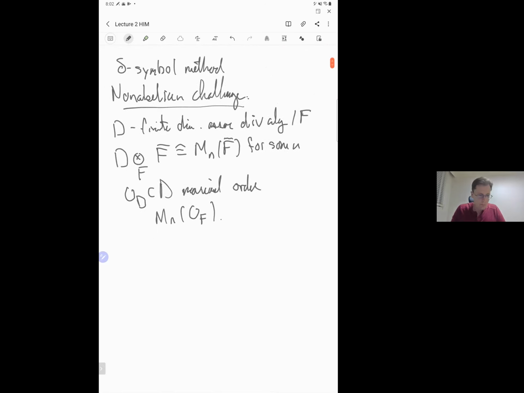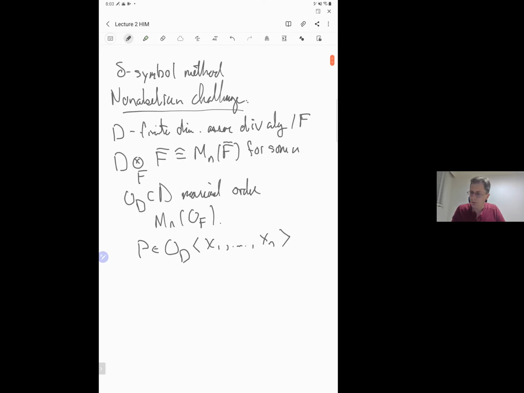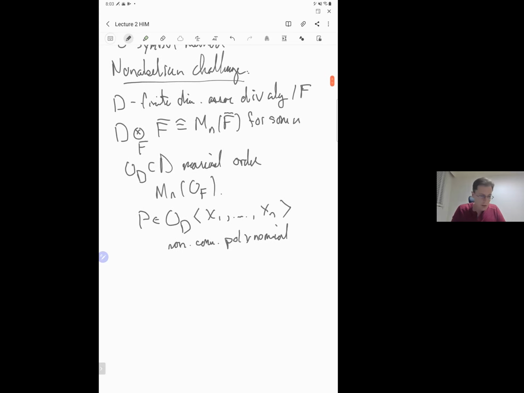Okay, so instead of a polynomial in this setting, you have a polynomial in non-commuting variables. You can think about it as just being a polynomial in a bunch of matrices. So a non-commutative polynomial. All right, and let delta be our way of choosing size for this thing.